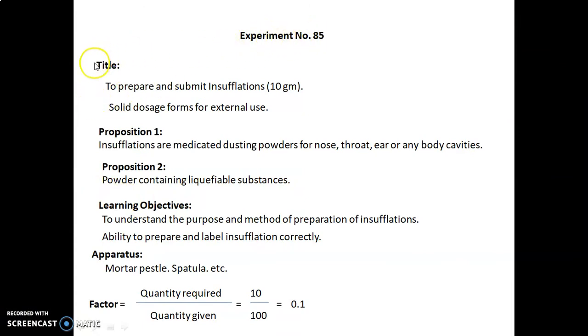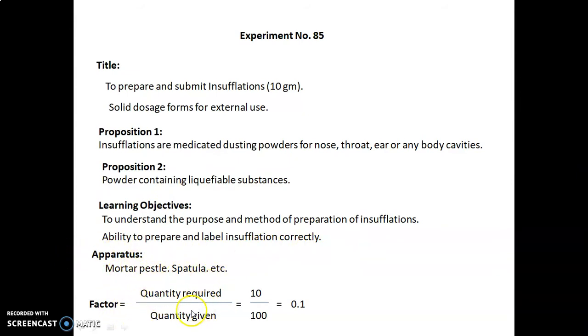Experiment number 85. The title of this experiment is to prepare and submit insufflations, 10 gram. In this we are going to study these solid dosage forms for external use. Proposition 1: insufflations are the medicated dusting powders for the nose, throat, ear or any other body cavities. Proposition 2: powder containing liquefiable substances. Learning objectives are to understand the purpose and method of preparation of insufflations and the ability to prepare and label insufflation correctly. Apparatus required are mortar, pestle, spatula, etc.